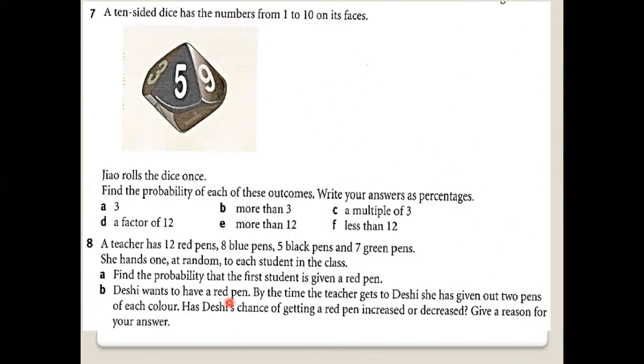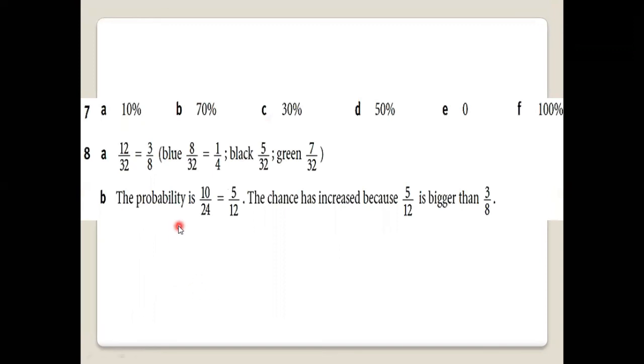Does the probability decrease? It all depends on the number of pens, how many pens she has. So she has 12 pens. Okay, so I don't think so, because she just distributed 2 pens. So there are very few chances. So the probability is 10 by 24. So that must be equal to 5 by 12, so the chances increase because 5 by 12 is bigger than 3 by 8.